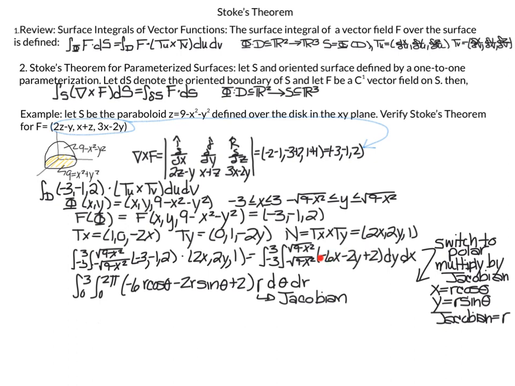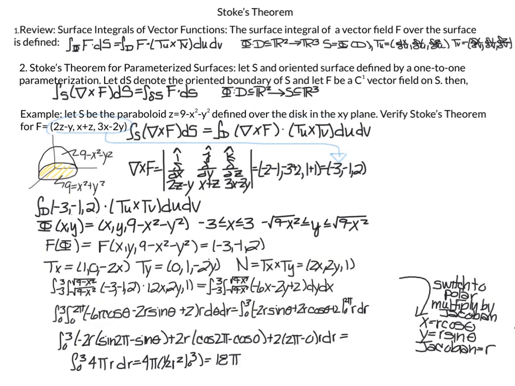Here I have converted my integral into polar coordinates. So I have minus 6, and then I take x is equal to r cosine theta. I have minus 2, y is equal to r sine theta, and then I have plus 2. I also multiply by my Jacobian. Over here, my limits of integration are going to go from 0 to 3, and theta is going from 0 to 2 pi. Now that my integral has been set up, the rest is just integrating and calculations, and my final answer is 18 pi.